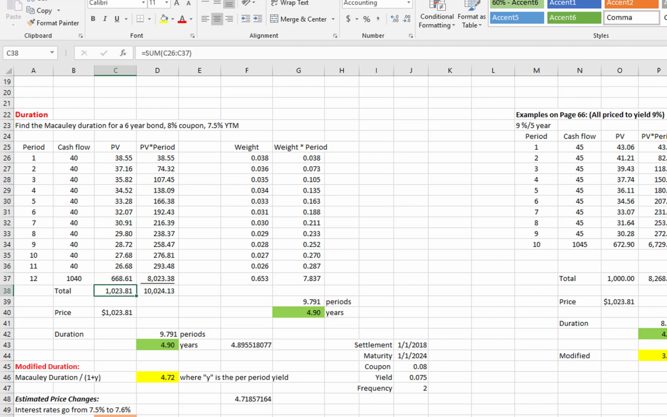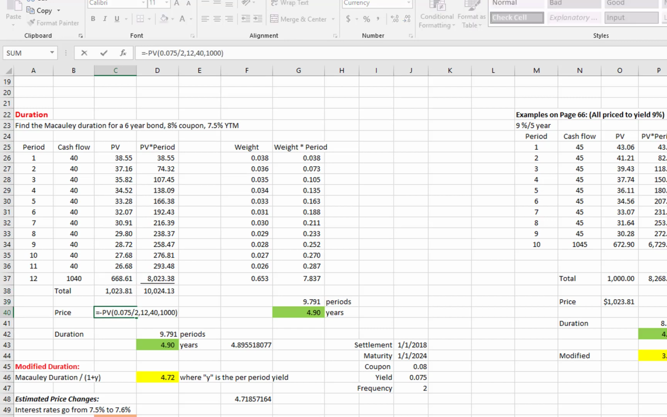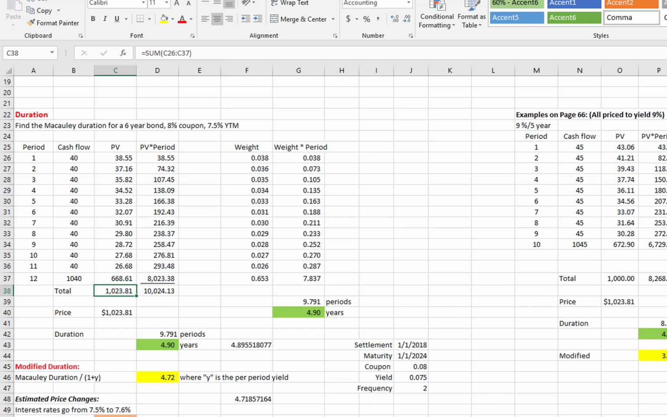If I add up all of the present value of the cash flows, by definition I get the value of the bond, the price of the bond. So you can see here it's the sum of all those cash flows. Right here I've calculated the price of the bond using the PV function, and indeed I do get the very same price, the very same value for the bond as I just did here, kind of in a longhand fashion.